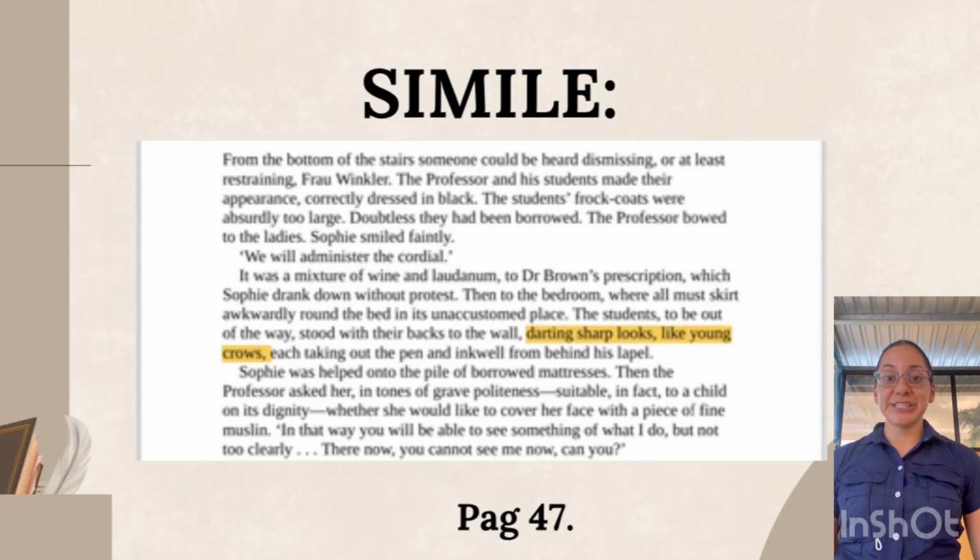The next is simile. Sharp glances look like Jane Crow. This text uses a simile when comparing the sharp glances with those of Jane Crow, using the word like to indicate the similarity between the two. By making this comparison, a connection is made between the action of casting sharp glances and the way Jane Crows look, which helps to better visualize and understand the intensity and sharp nature of the glances.